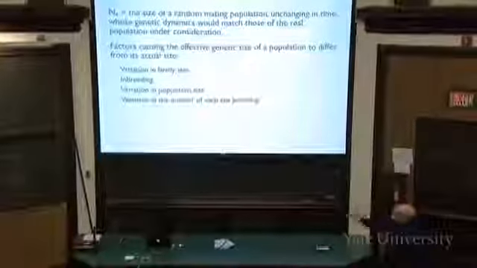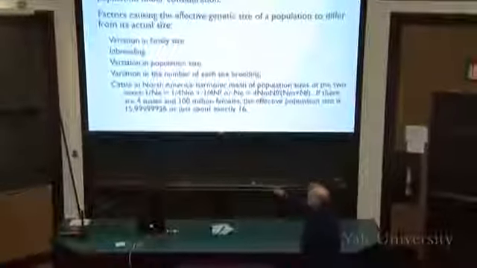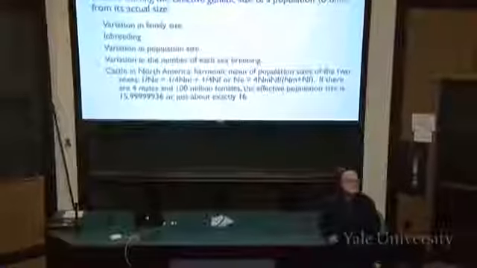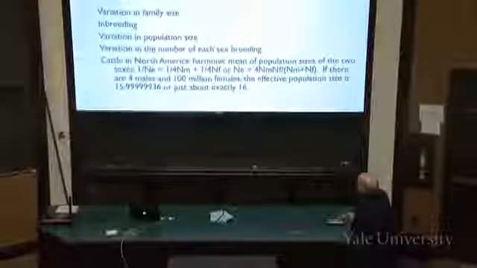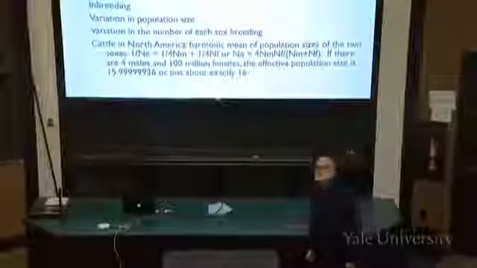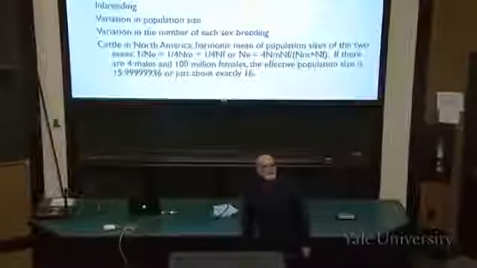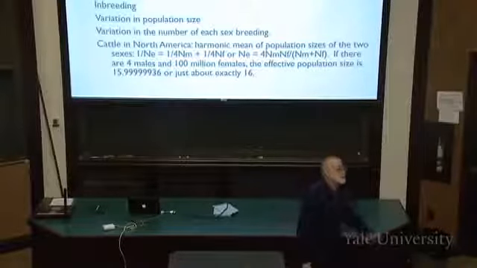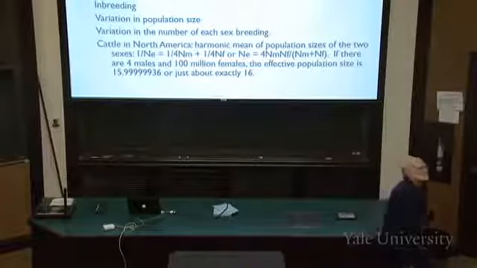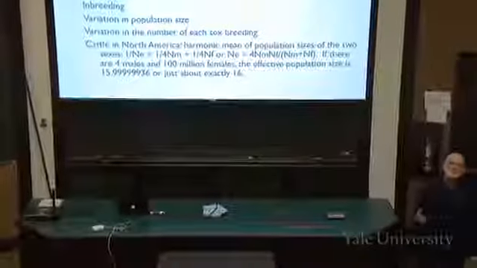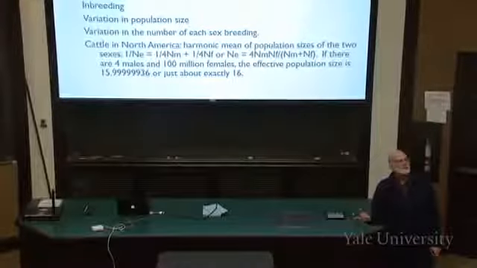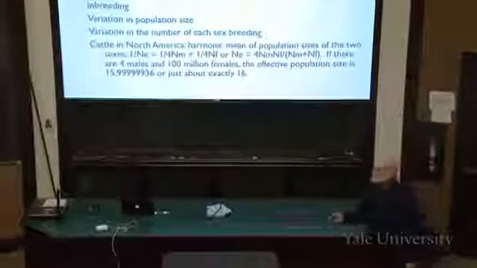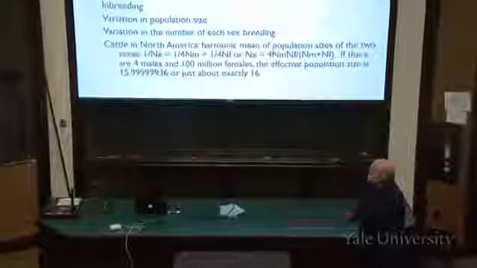Just to illustrate one of these, to give you some idea of its impact, look at cattle in North America. There are about 100 million female cattle in North America. They are fertilized by 4 males, on average, through artificial insemination. So there are 4 bulls that are inseminating 100 million cows. Genetically speaking, how big is the population? It's just about 16.